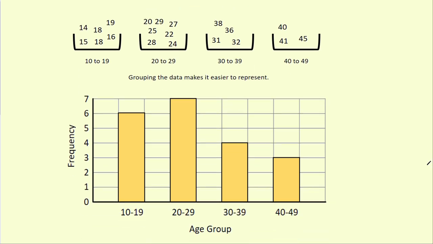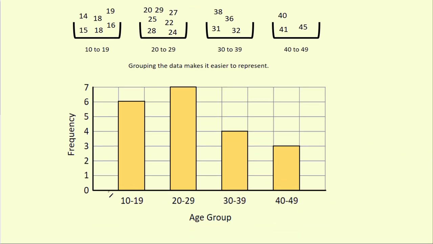Okay, so once we've grouped the data, we're going to have something that looks a little bit more like this. Now, for discrete data, we have gaps between the bars. Discrete data, there needs to be the gaps, okay? And you can see, look, now there's no overlap. 10 to 19, 20 to 29, etc.